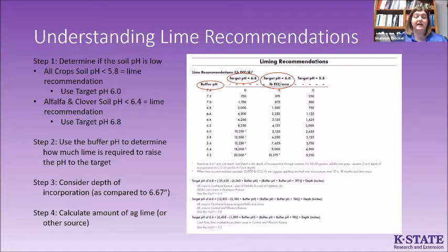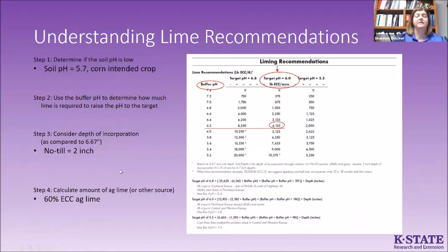And then the last step is to calculate the amount of ag lime or some other source. Okay, I'm going to have to roll. I get to talking. But essentially, if you're going to determine if your pH is low, if your soil pH is 5.7 and you're going to grow corn, yep, your pH is low. You're going to set a target pH of 6.0.